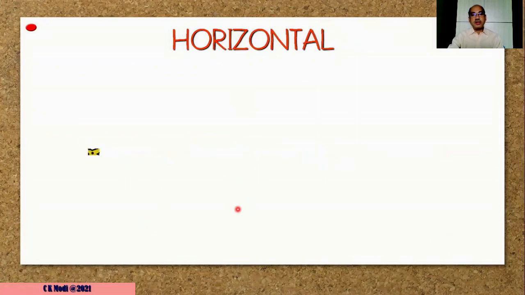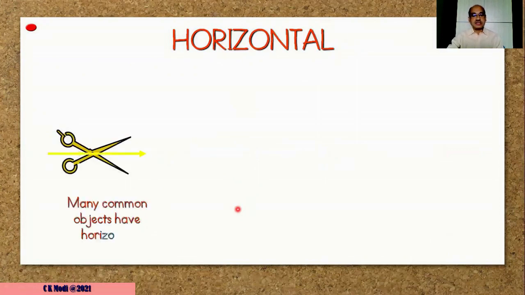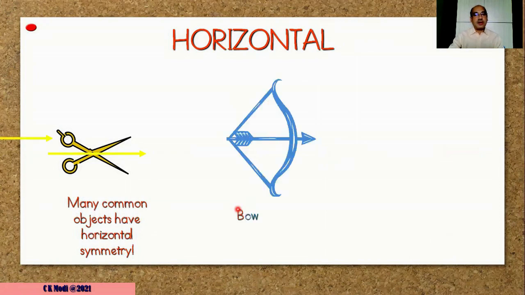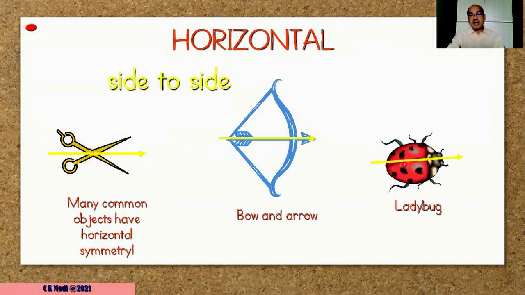In the same way, there is the horizontal line. Now look at this scissor. We can pass a horizontal line through the center of that scissor, or the bow and arrow, or look at this example, a ladybug. If we can pass a horizontal line through the center of this molecule or compound, it divides into two parts, both of which are mirror images of each other. So this is called side to side.